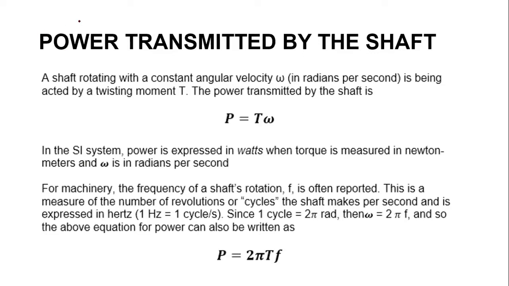So next naman is the power transmitted by the shaft. Sabi dito, a shaft rotating with a constant angular velocity denoted by W in radians per second, is being acted by a twisting moment T. The power transmitted by the shaft P is equals to T times W.